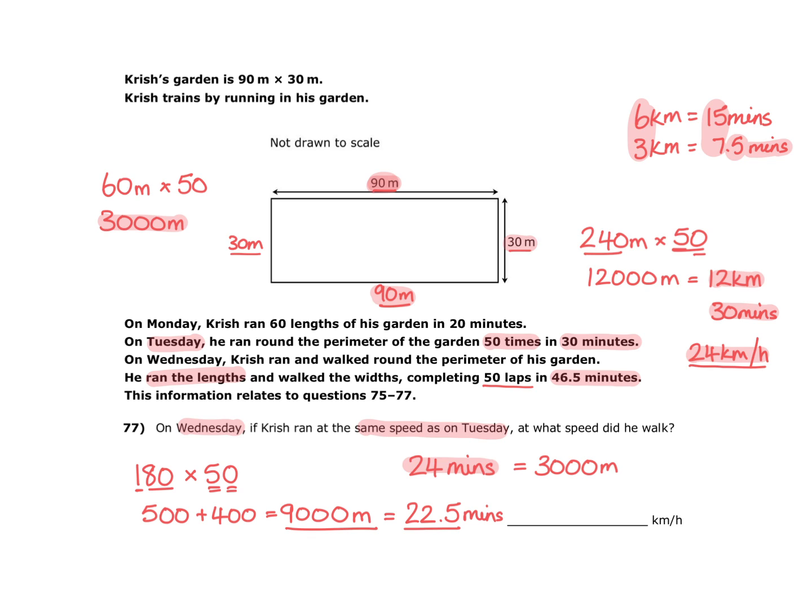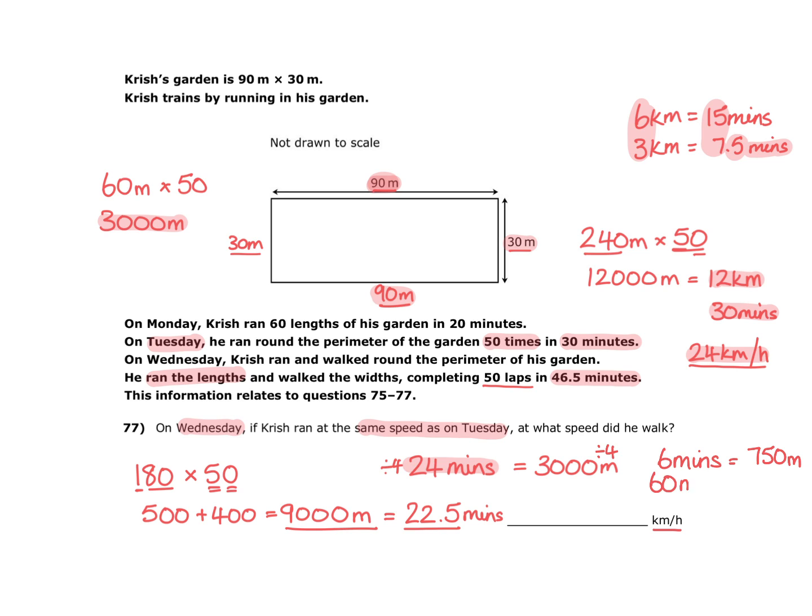Remember, we need the speed in kilometres per hour, so I'm going to take 24 minutes and divide it by 4. If I divide 24 by 4, then I get 6. So after 6 minutes, he would have travelled 3,000 divided by 4. 3,000 divided by 4 is 750. So after 6 minutes, he would have travelled 750 metres.